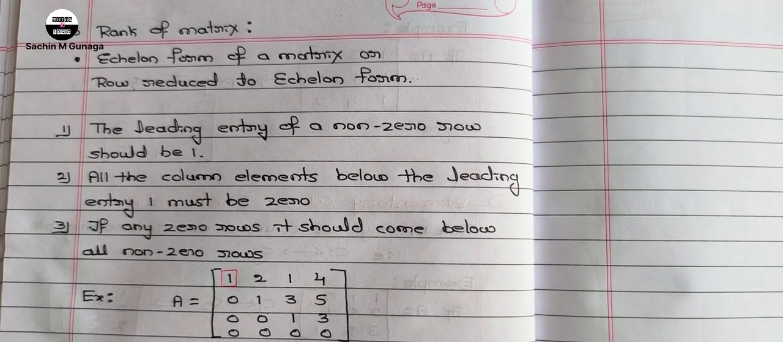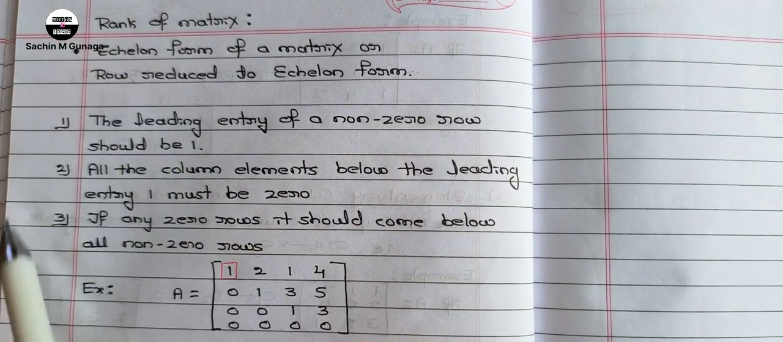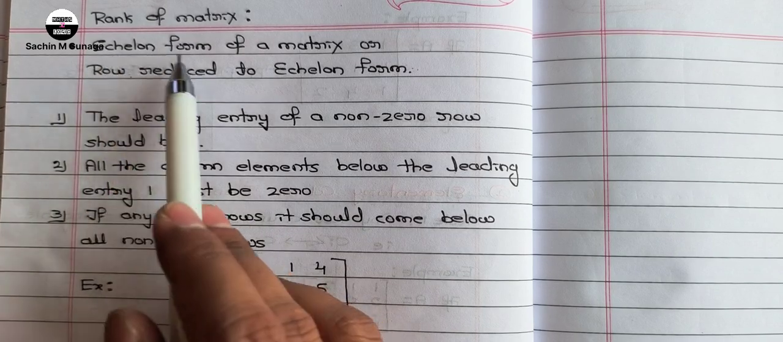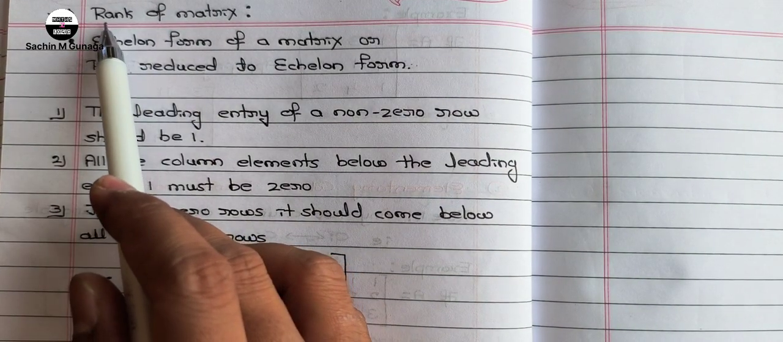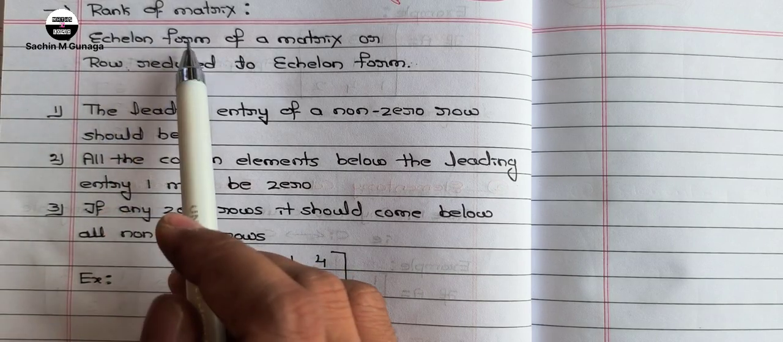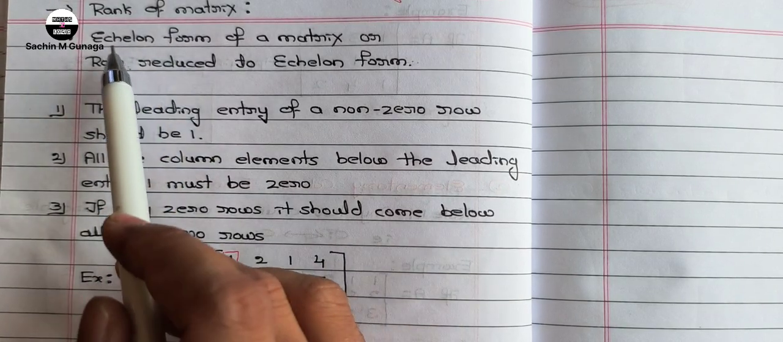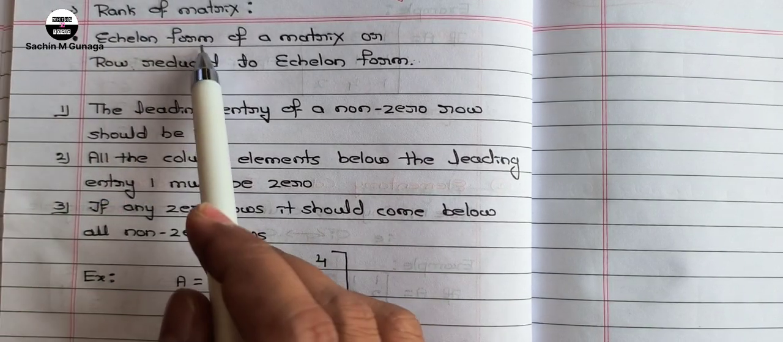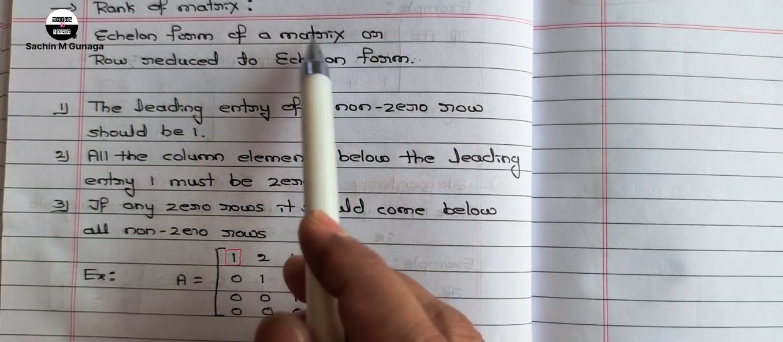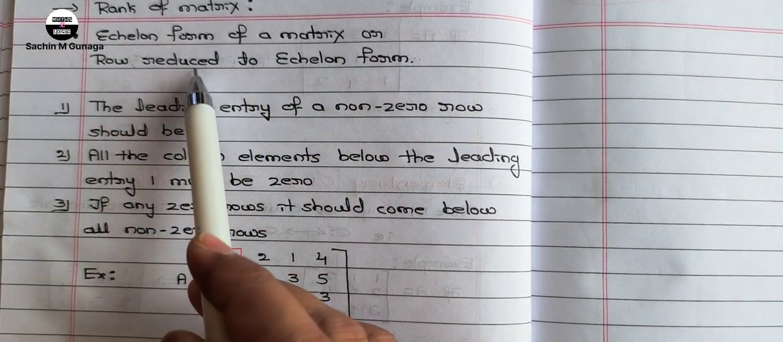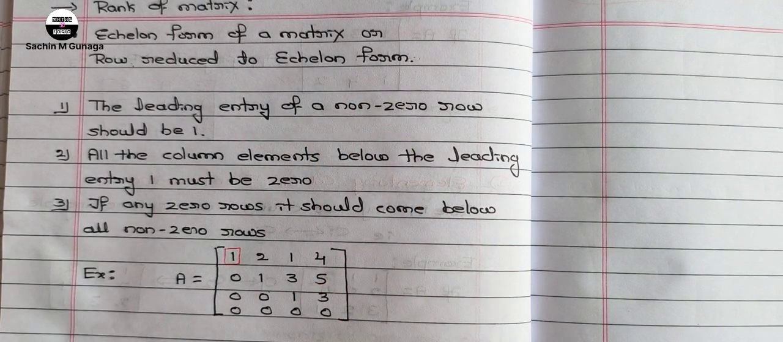Hello everyone, in this video we will see how to find out rank of matrix using echelon form. So to find out rank of matrix using echelon form, first we should know what is meant by echelon form of a matrix. This echelon form of a matrix is also called row reduced echelon form.